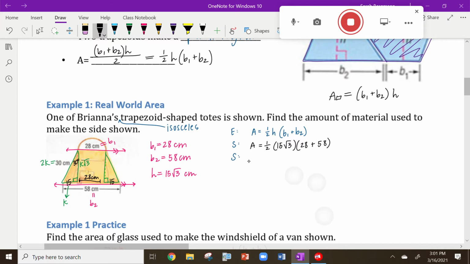That gives me an approximate answer, 1,117.17 centimeters squared. So my answer with units, the amount of material is about 1,117 centimeters squared.